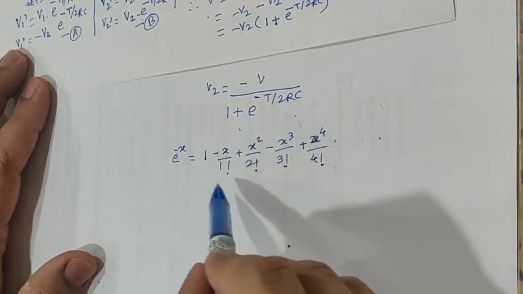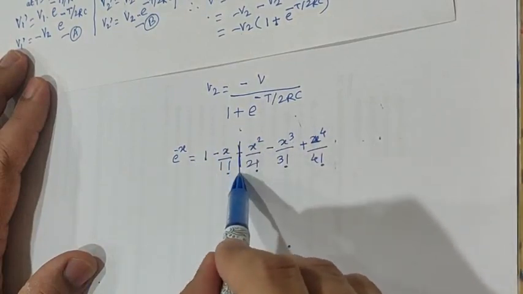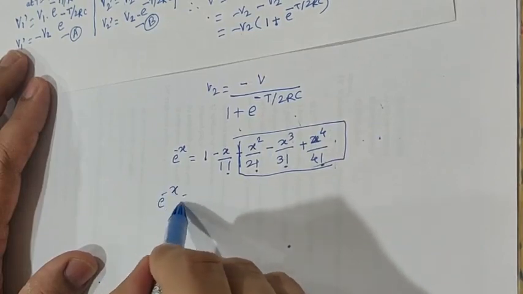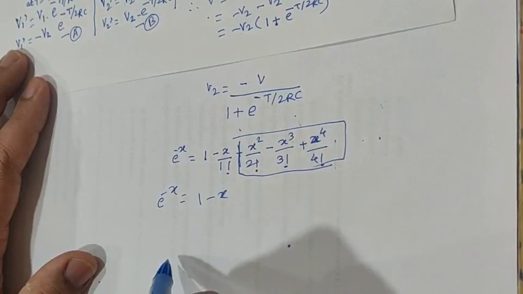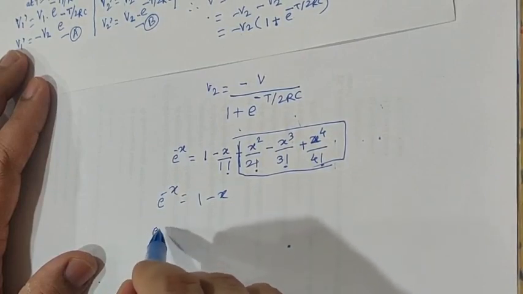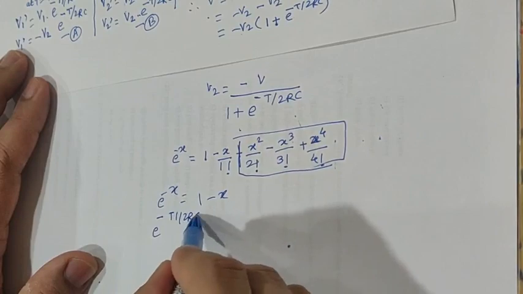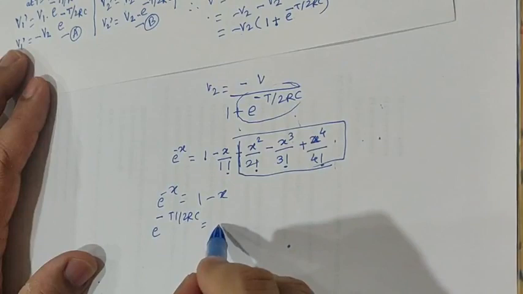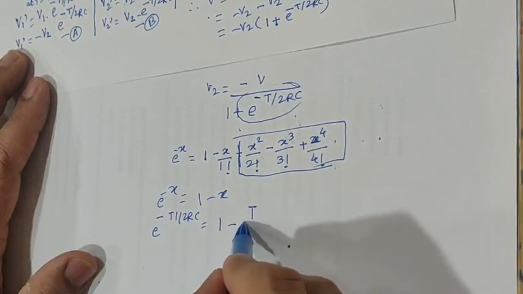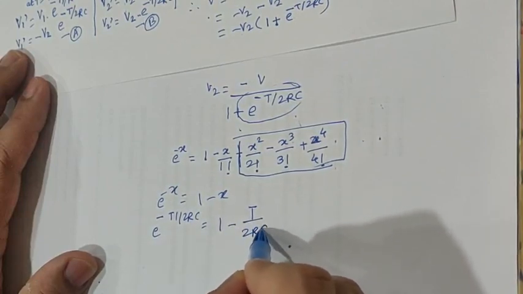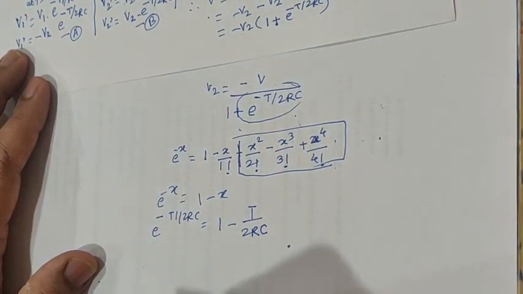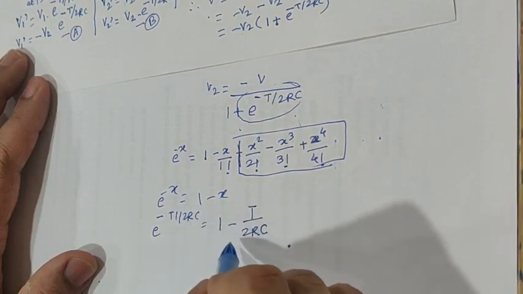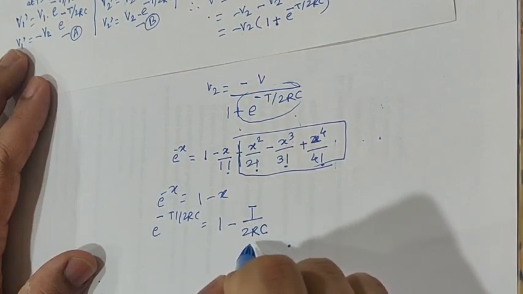If I neglect the upper powers and write only the singular powers, what is the term that I will be getting? So e to the power minus x will be 1 minus x. From our equation, e to the power minus t by twice RC, this term, remember, we are considering this term, will be equal to 1 minus t upon twice RC. It is 1 minus x, and what is x? x is t by twice RC, so it is 1 minus t by twice RC.